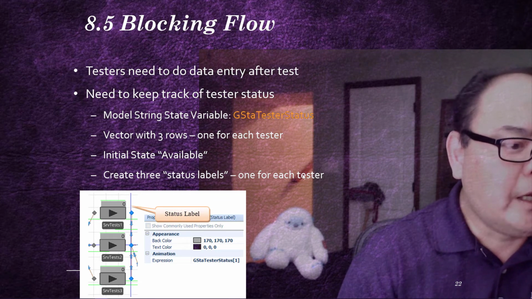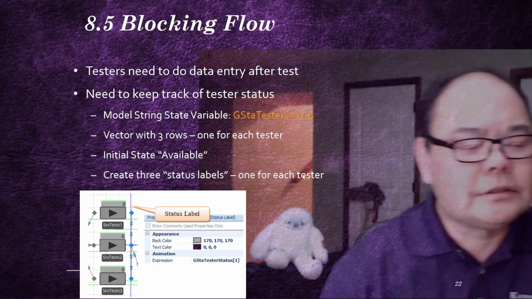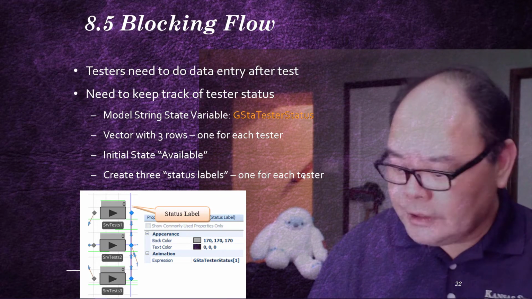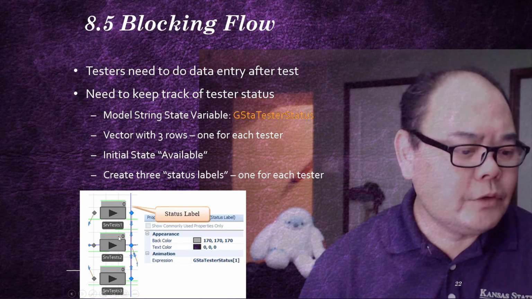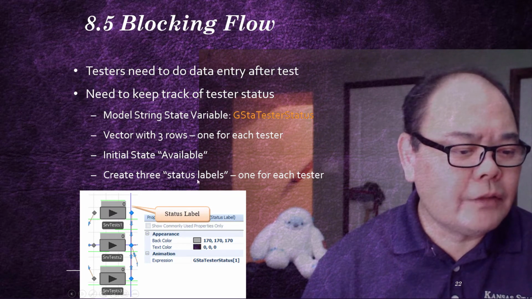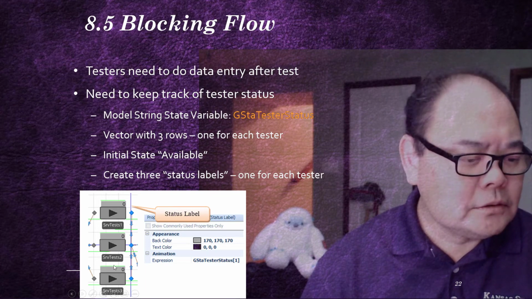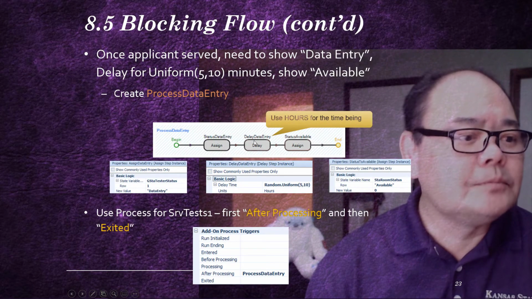So we're going to set up a model level string state variable called gStatTesterStatus, and this particular variable is a vector of 3 rows, 1 for each one of the test centers. The initial state is available, and we create 3 status labels on each one of the test centers as well.